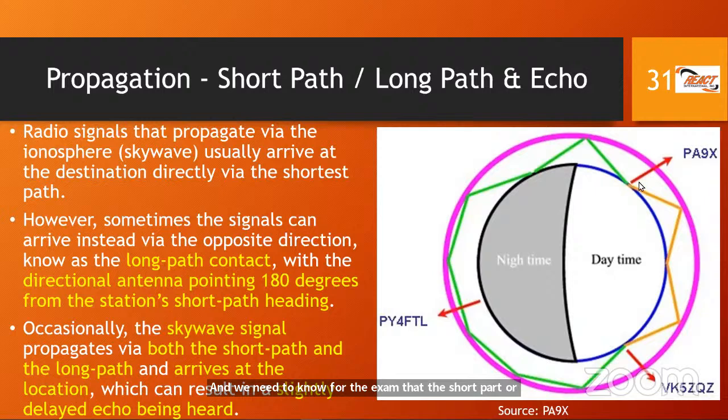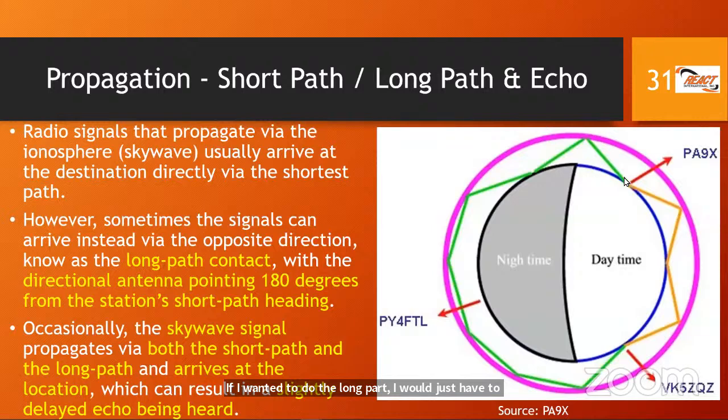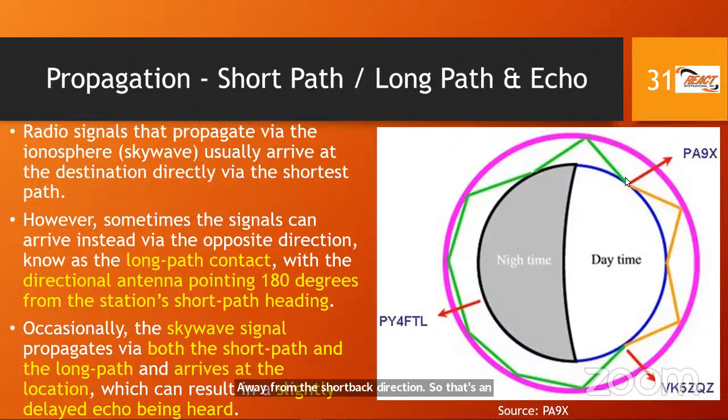And we need to know for the exam that for the short path or the long path, if we are using directional antennas, if I'm pointing the antenna in this direction for the short path, if I wanted to do the long path, I would just have to turn the antenna the other way, which is actually 180 degrees away from the short path direction. So that's an exam question. For a long path contact, I need to point the antenna 180 degrees opposite to the short path. As simple as that, folks. So this is the exam question here, that sometimes the signal can arrive instead via the opposite direction, known as the long path, with the directional antenna pointing 180 degrees from the station's short path heading.